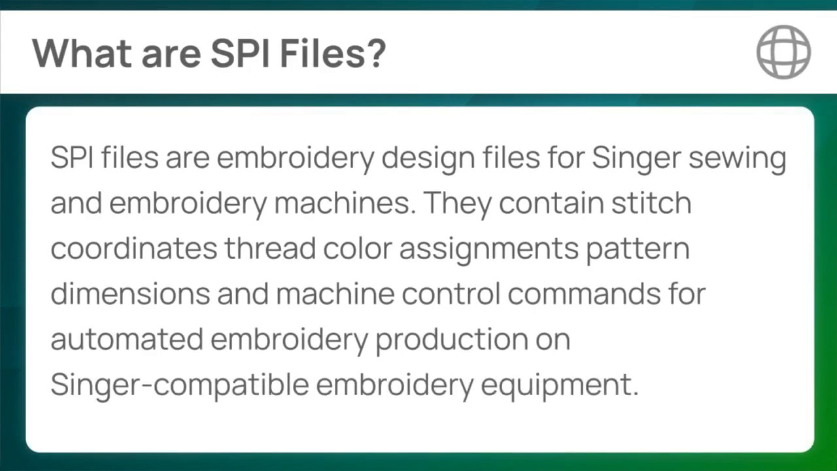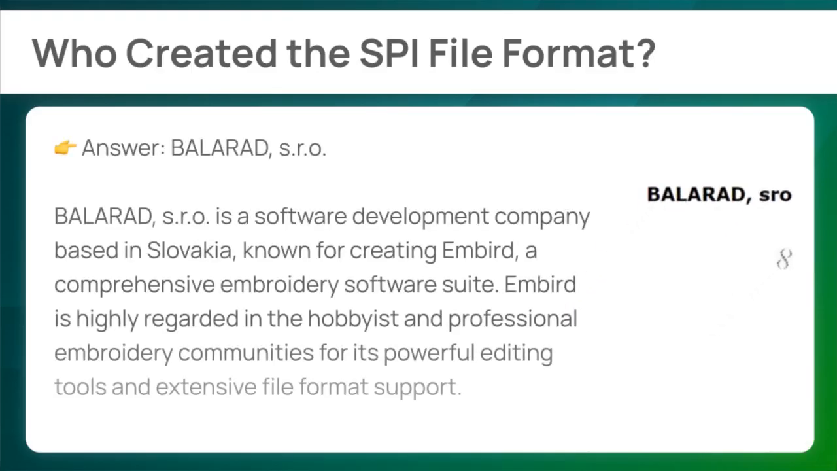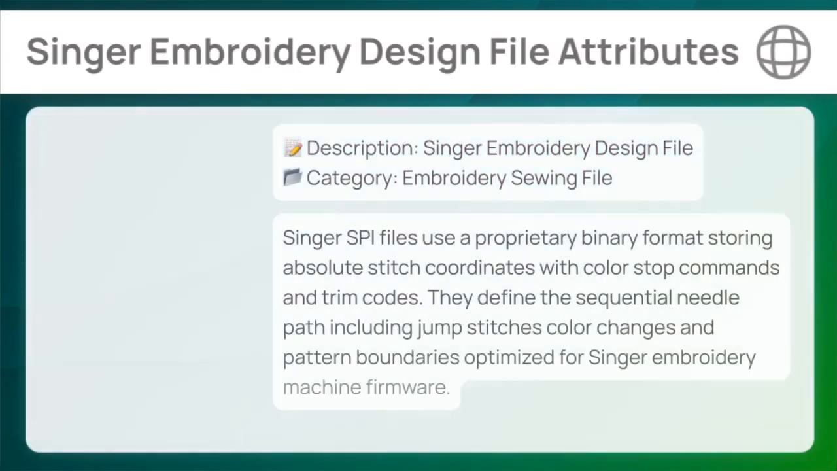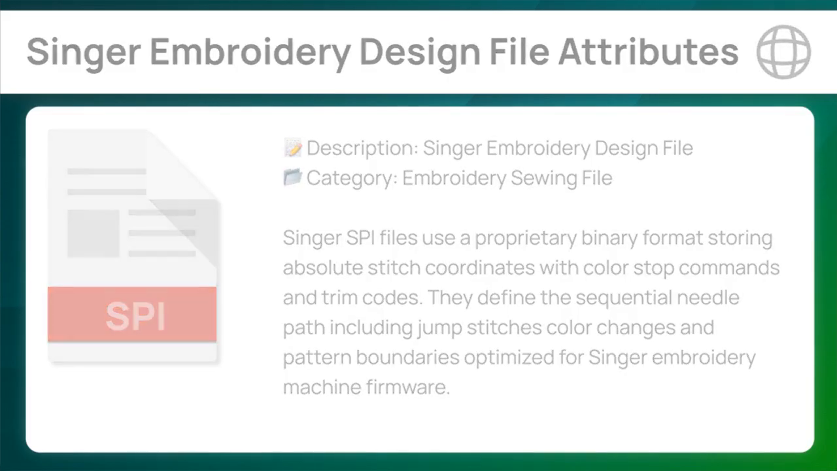They contain stitch coordinates, thread color assignments, pattern dimensions, and machine control commands for automated embroidery production on Singer-compatible embroidery equipment. Singer SPI files use a proprietary binary format, storing absolute stitch coordinates with color stop commands and trim codes. They define the sequential needle path, including jump stitches, color changes, and pattern boundaries optimized for Singer embroidery machine firmware.